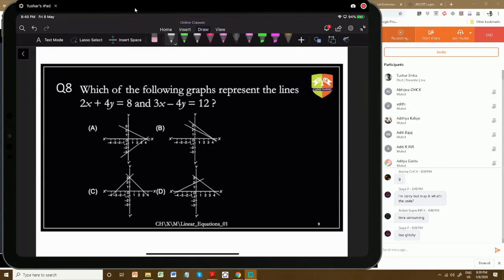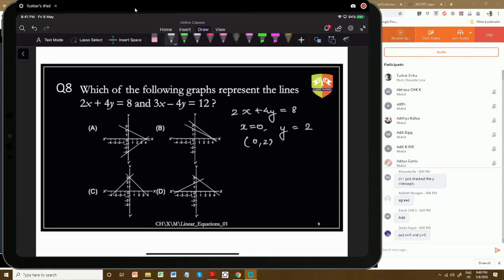Why? See, 2x plus 4y. I hope you have not solved these equations. You don't need to do anything. Put x equals to 0. What is y? y is 2. Correct, Sneha. So x is 0, y is 2. So the first point of the first line is (0, 2). Next, put y equal to 0. So you'll get x equals to 4. So (4, 0) is another point.